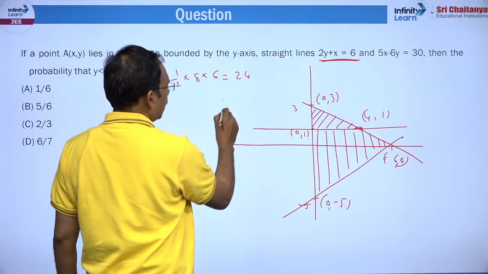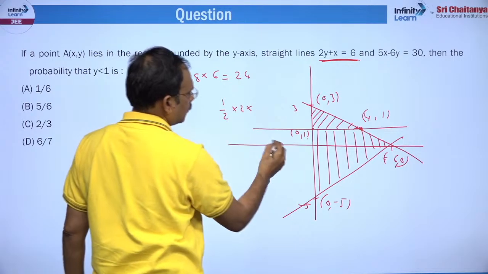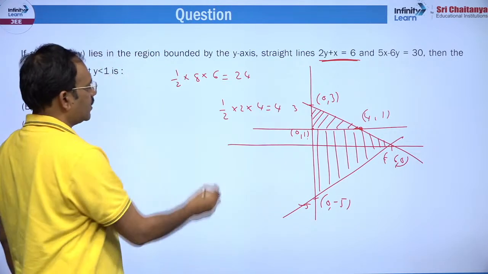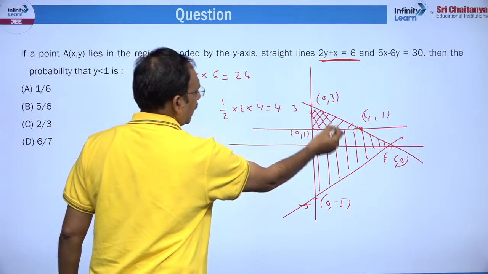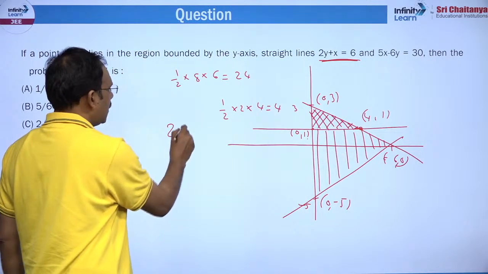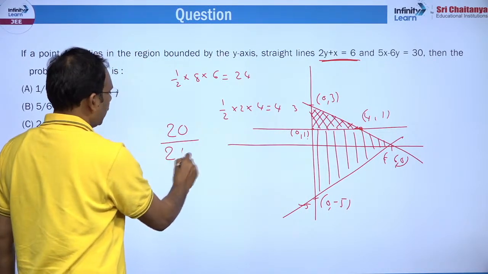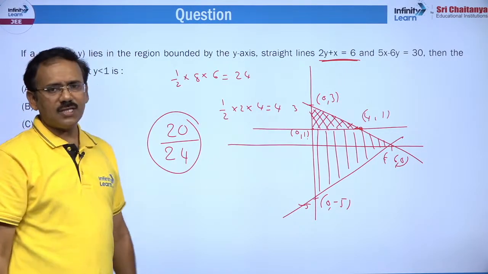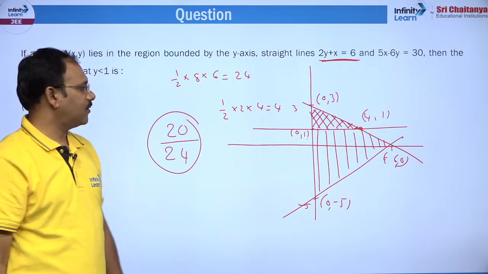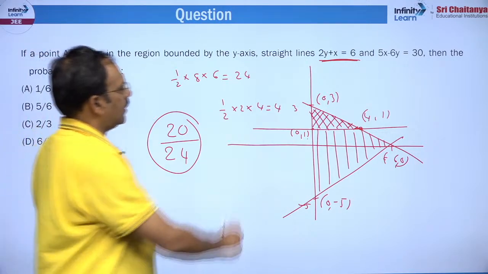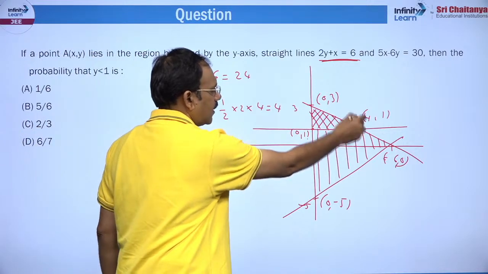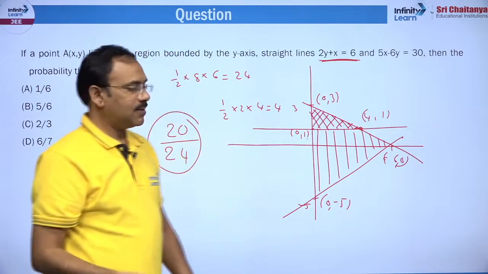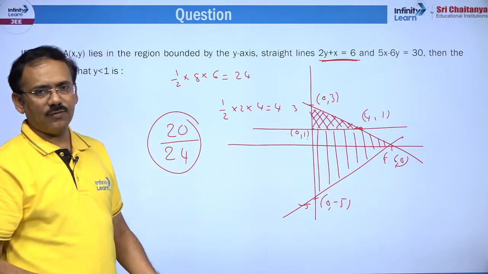So, for this triangle, area is half into base into height, which is going to be 4. So, I can say, friends, out of 24, this is not our favorable area. So, 20 is the favorable area, and 20 by 24 is going to be the probability, my dear friends. You just find the areas. The triangle area, he wants this area. So, total triangle area minus small triangle area is the given area, by total 24, that is all.